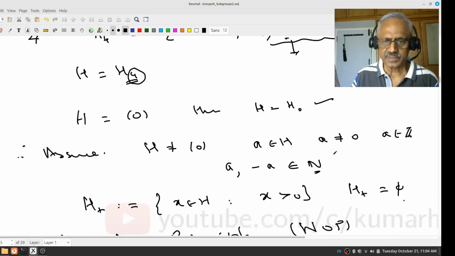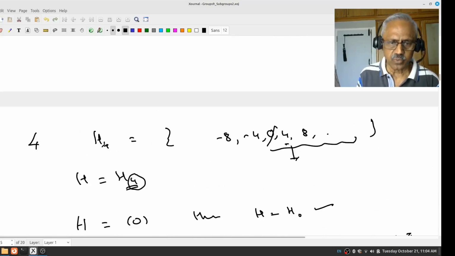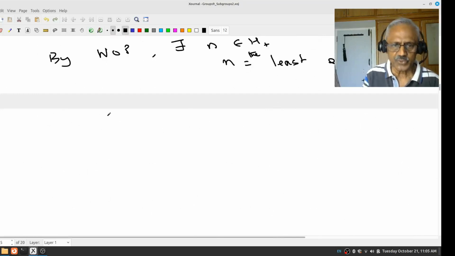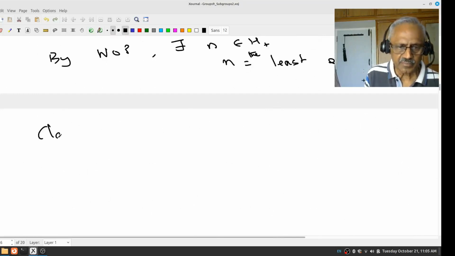So this is what I said here, right? How will I locate 4? Look for all positive elements here, look for the least element. Then what do I want to say? Every element here in H is a multiple of 4. Right? Now what do you want to show? We claim that my H is nothing other than Hn.